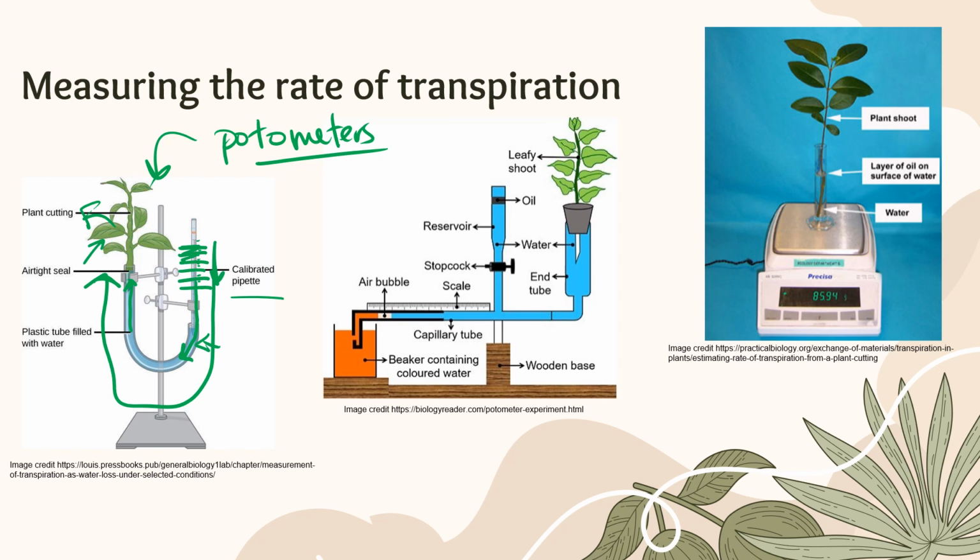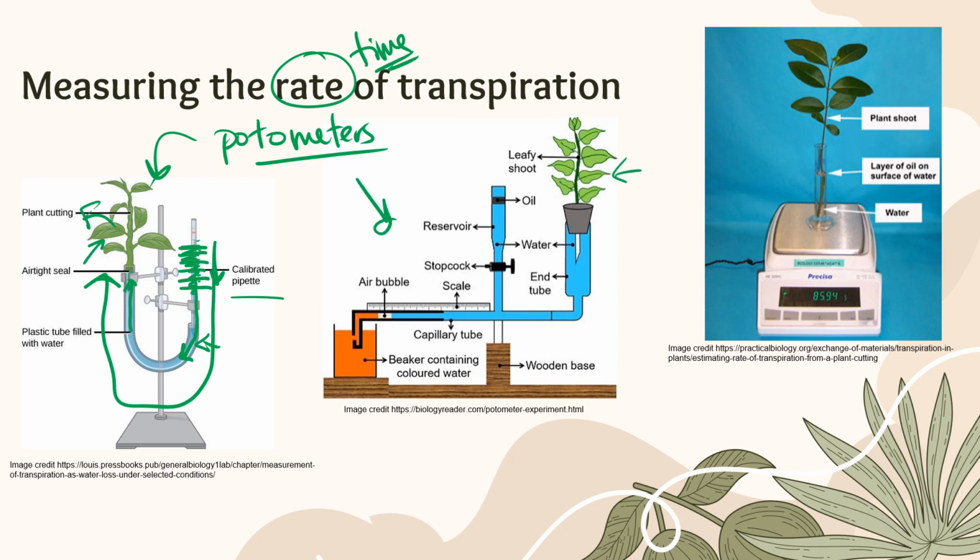As that water level decreases in the pipette, we can record it, because we're looking for rate over time. Rate is all about how fast that stuff is going, how much volume of water is being lost through the plant over time. We can also have this much fancier one here.